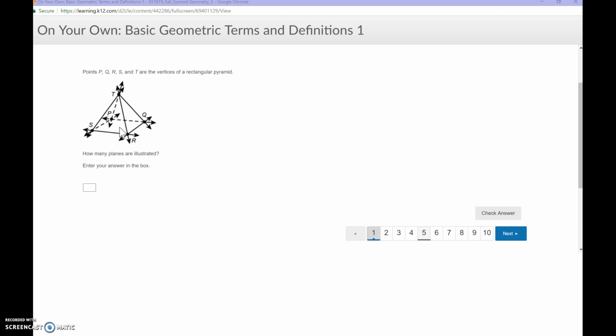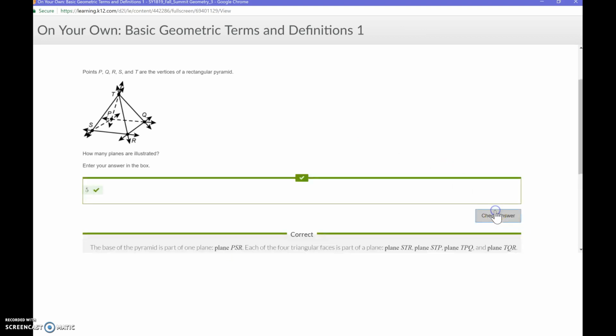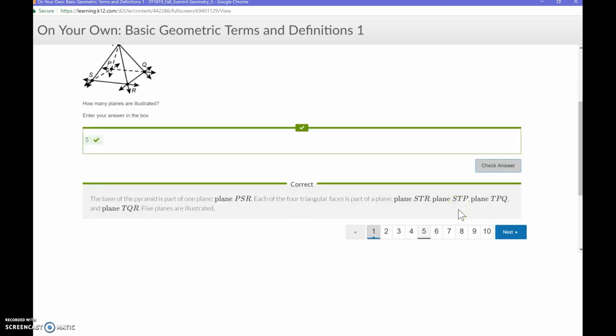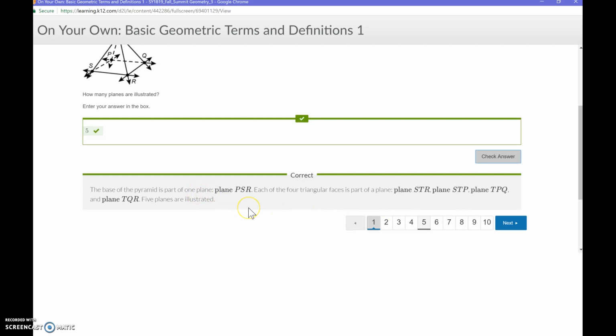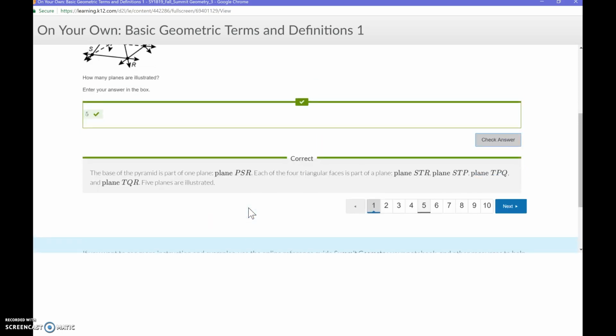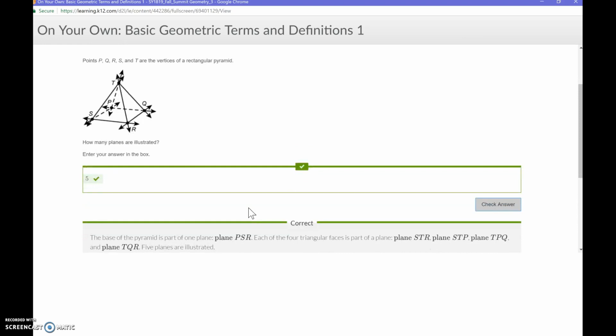So planes are like flat surfaces such as a desk, something like that. So how many flat surfaces do we see? I see 1, 2, 3, 4 sides of this pyramid plus the bottom. That makes 5. I'm going to type in 5 and see if I am correct. Check my answer. And I am correct. It lets me know the reason why I'm correct. We will get one wrong in a second just to see what happens.